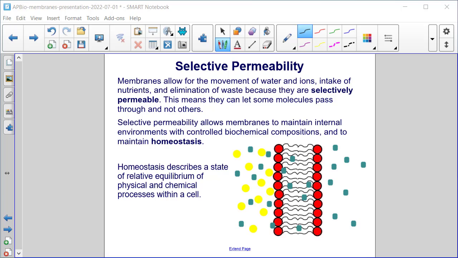Selective permeability. Membranes allow for the movement of water and ions, intake of nutrients, and elimination of waste because they are what we call selectively permeable. This means they can let some molecules pass through and not others. Selective permeability allows membranes to maintain internal environments with controlled biochemical compositions and to maintain homeostasis. Homeostasis describes a state of relative equilibrium of physical and chemical processes within a cell.